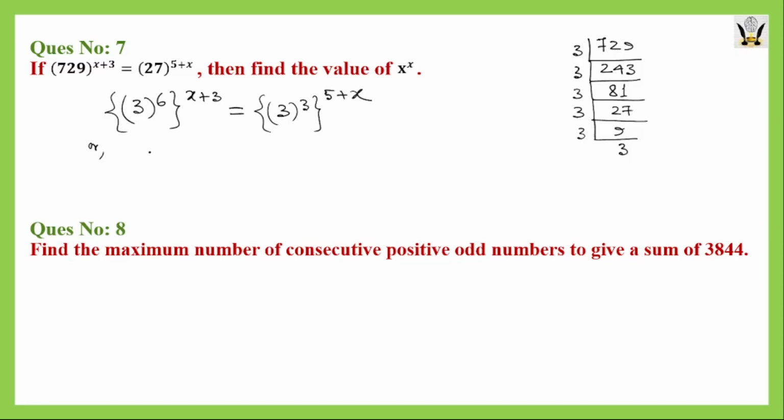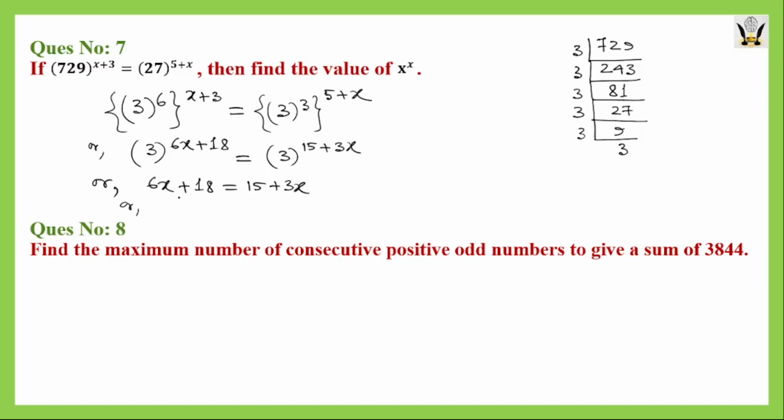So this can be again written as 3, and then this power will be, we know they are basically multiplied, so this will be 6x plus 18. And then on the right side we will have 3 to the power, this will be 15 plus 3x. Since on both the sides the base are same, we can equate their exponents or their powers. So it will be 6x plus 18 equal to 15 plus 3x, and this is nothing but a linear equation in one variable.